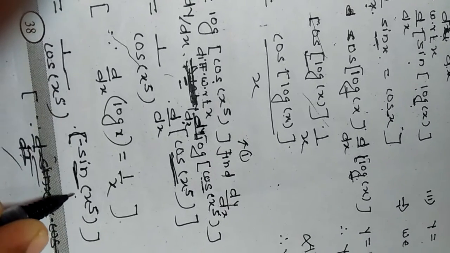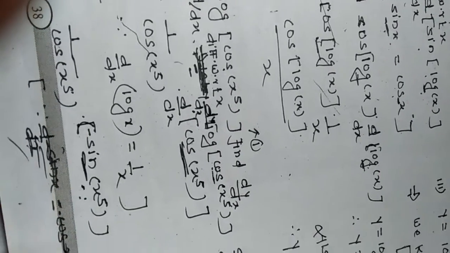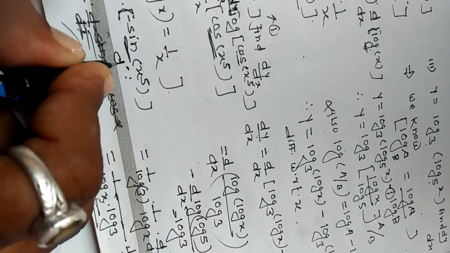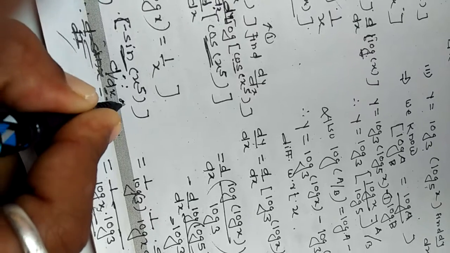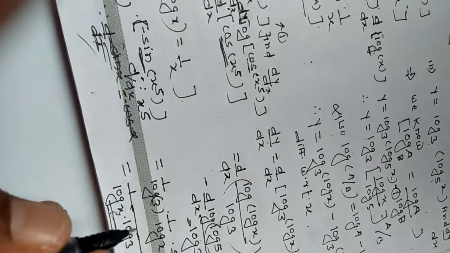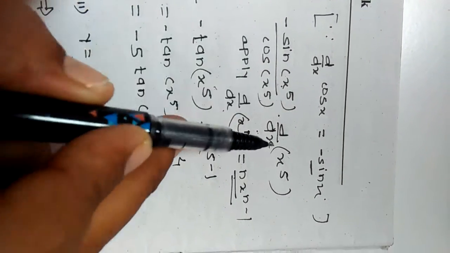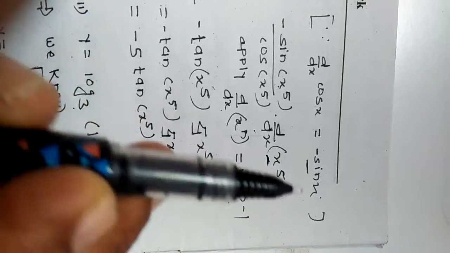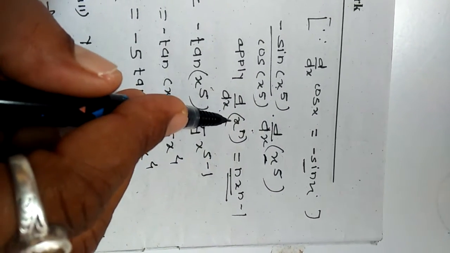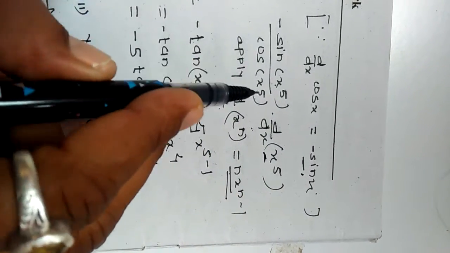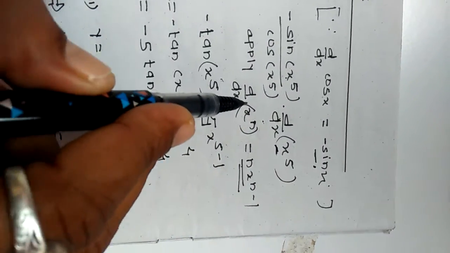Therefore again we have to take the derivative of x to the power 5. The first term stays as it is, minus sin x to the power 5 times cos x to the power 5, and again we take the derivative of x to the power 5. Applying the formula, the derivative of cos x is minus sin x. This is the arrangement. Apply the formula for dy by dx.